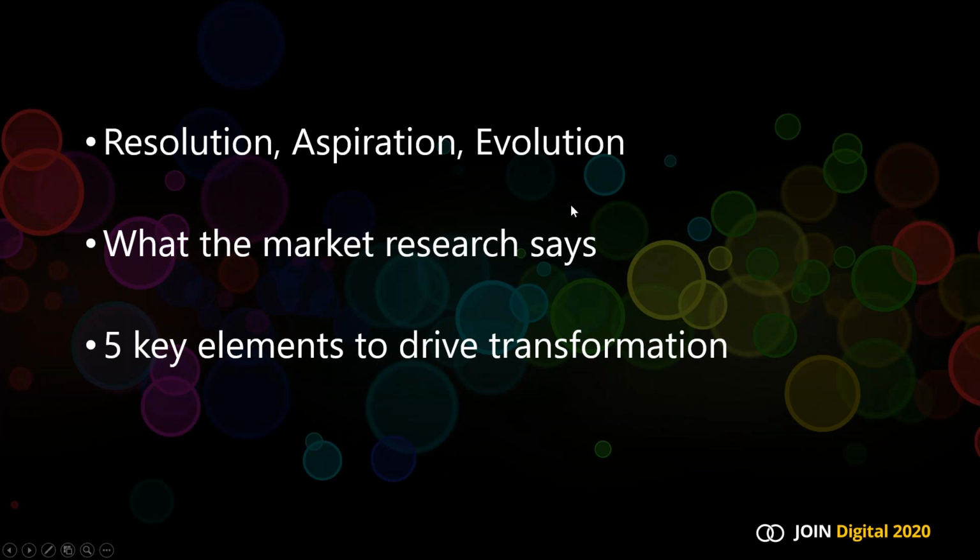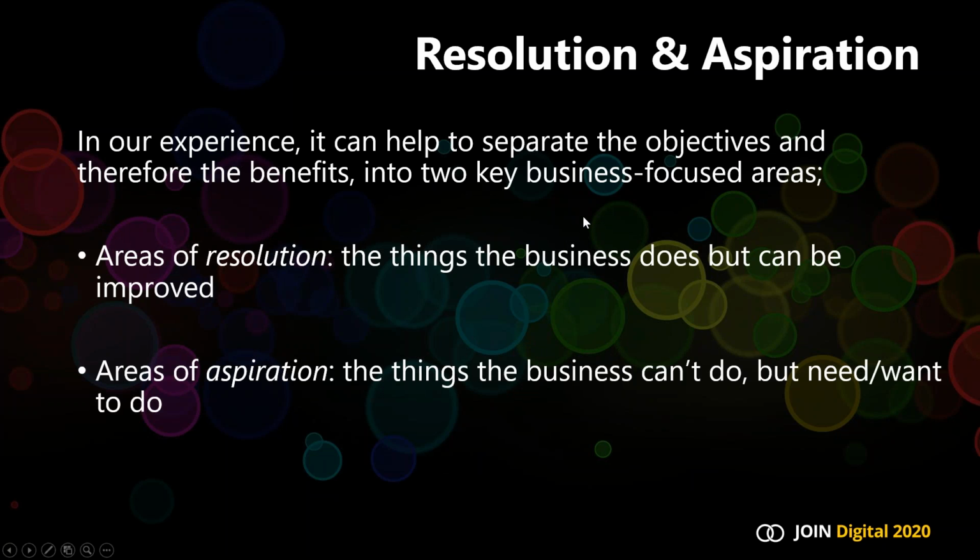So looking at first, if we look at the resolution and the aspirational pieces, what we do here, when we speak to organizations, and Jim will back me up here, what we try and do is split out the business focused areas into 2 sections. So we look at areas of resolution first. Now, these are all the things that a business is currently doing but needs to be improved.